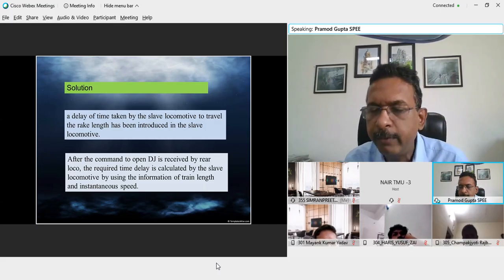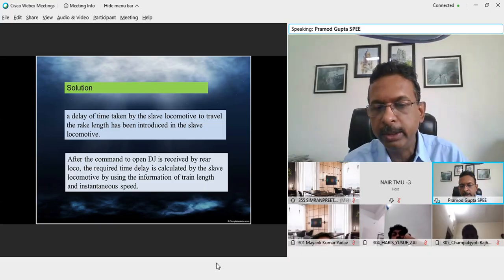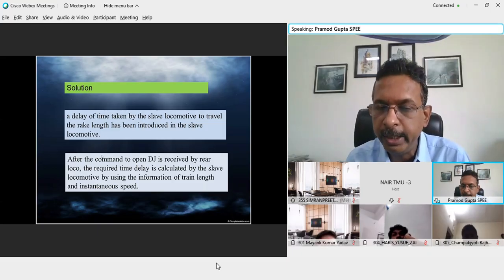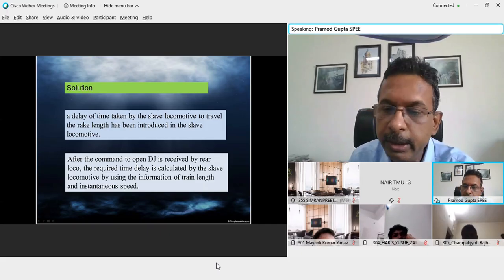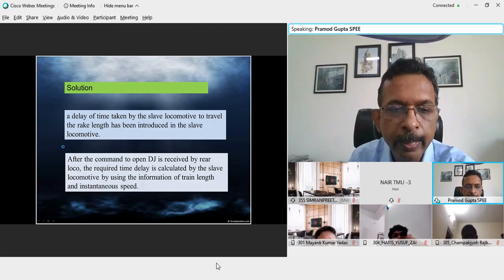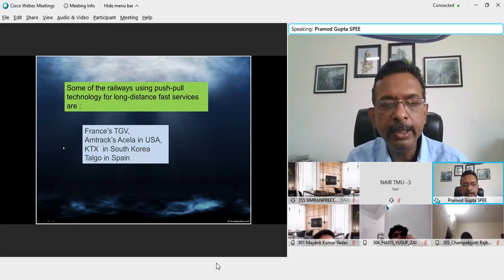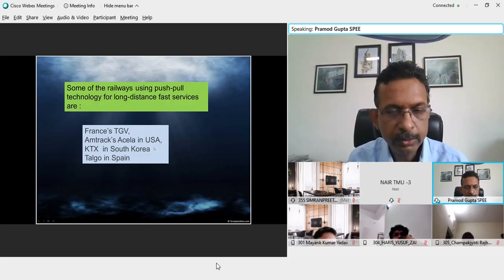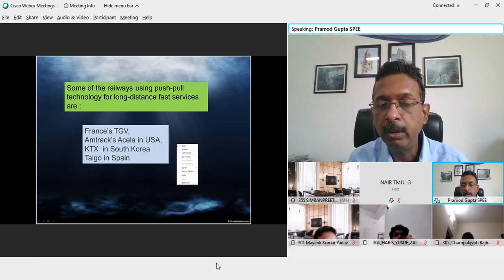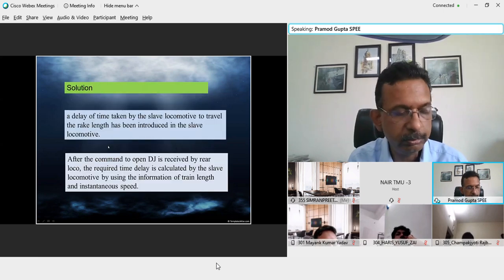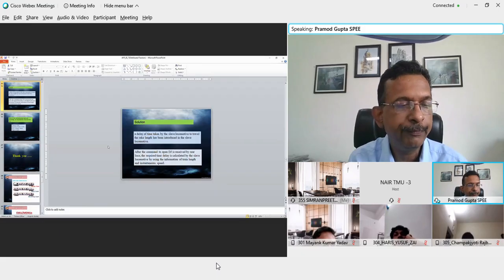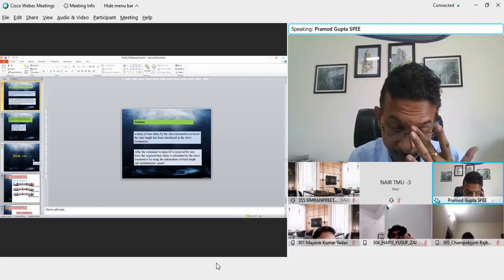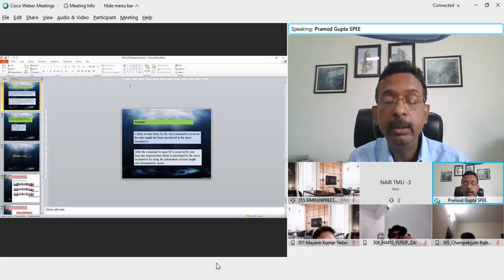It took a lot of time to get stabilized, but now the technology is stable. We are not finding any instances where there is sparking at the neutral section or where the DJ has not operated. These are some of the trains which are using the arrangement. So that is all that I had to talk to you about for electrical engineering.